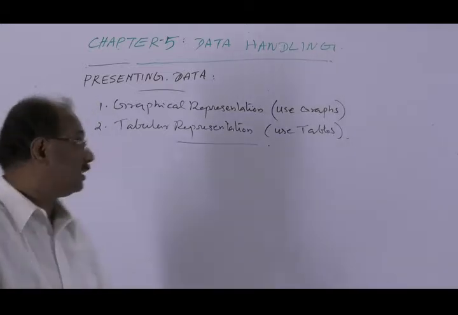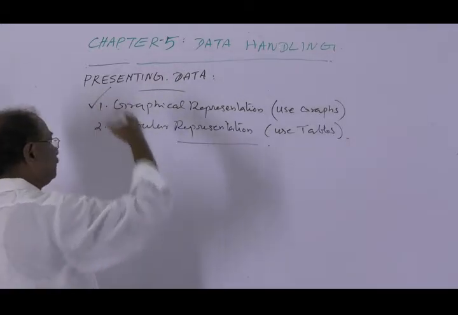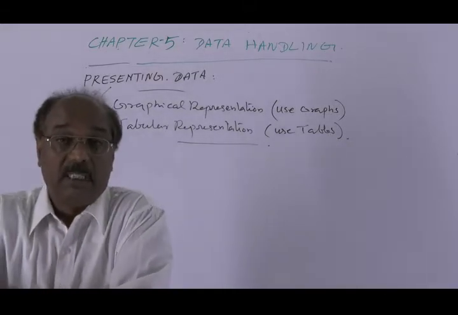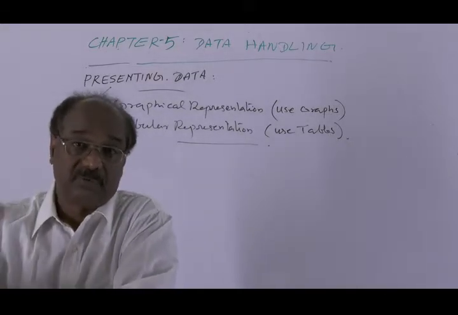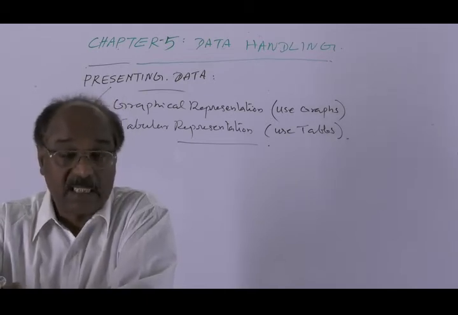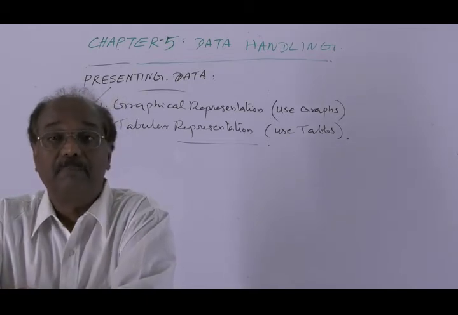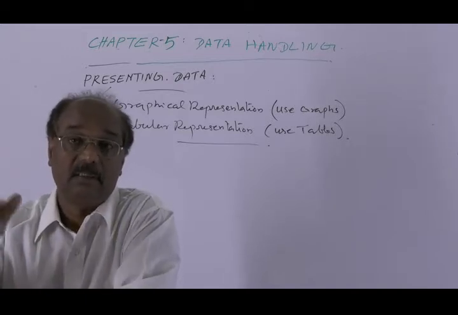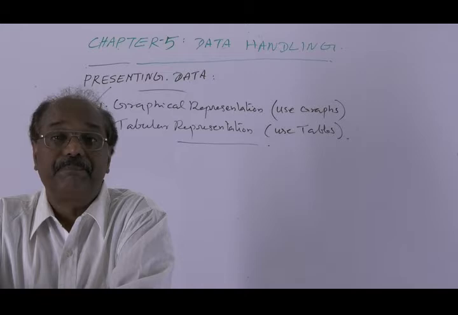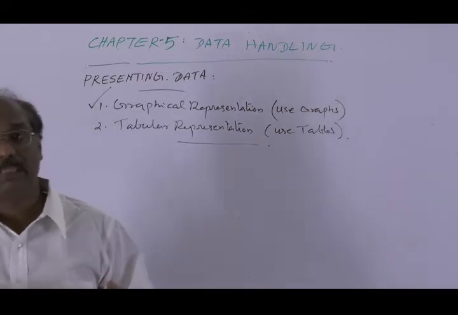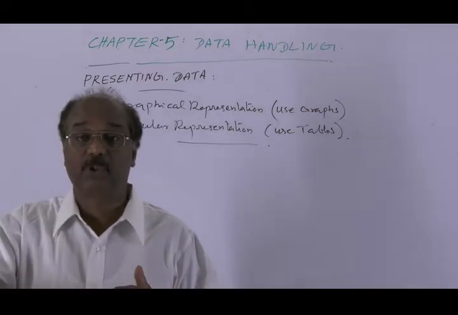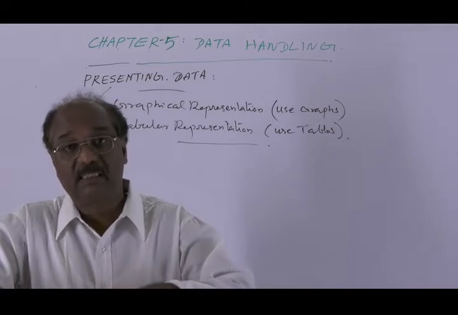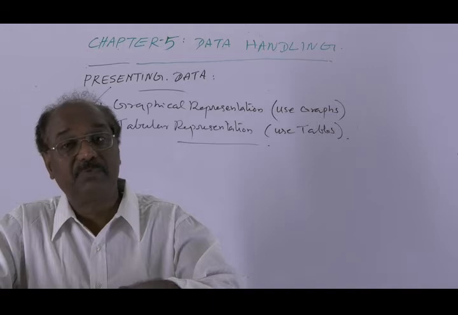First we discuss the graphical representation. Here we use graphs. There are various types of graphs: picture graphs, pictures as graphs; bar graphs, where bar means rectangles used to represent the data; and also some other graphs and diagrams. Now we first discuss two types of graphs.